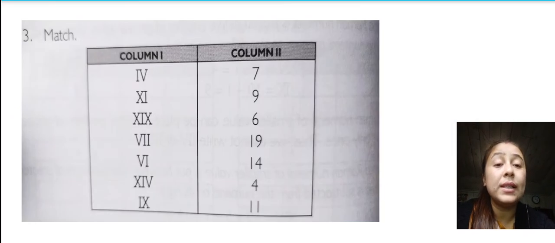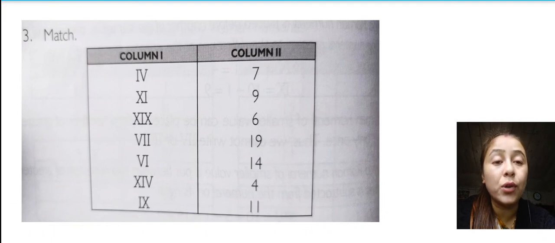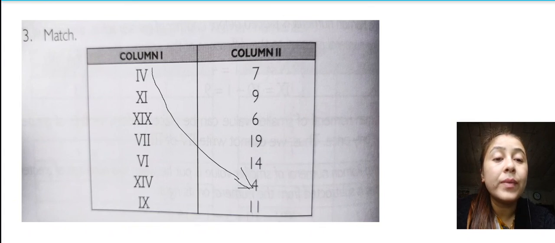Let us see number 3. Here you have to match the columns. What is the notation value of IV? IV means 4, 5 minus 1, because I is in front of V, so we have to subtract: 5 minus 1 is 4. So I will match it with 4. XI means 11. X means 10, I means 1. So XI means 11. So I will match it with 11.